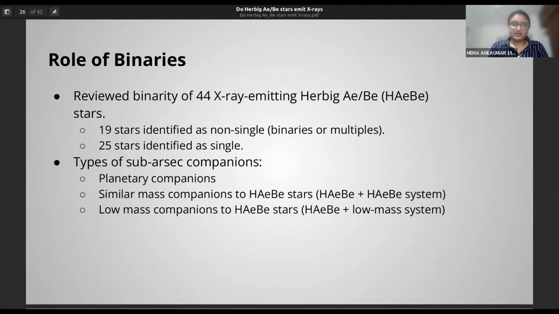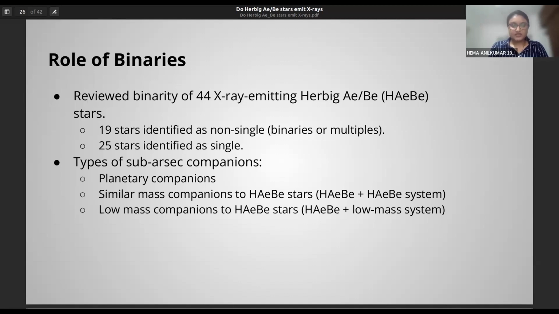We did a thorough check of the literature and studied individual stars to see if they have any binaries or companions present, and we identified 19 stars in our sample to have binaries or multiple companions. 25 stars were identified as single stars. These were confirmed as single, or there was no evidence of the presence of companions.